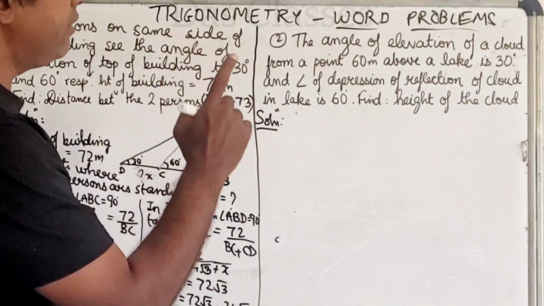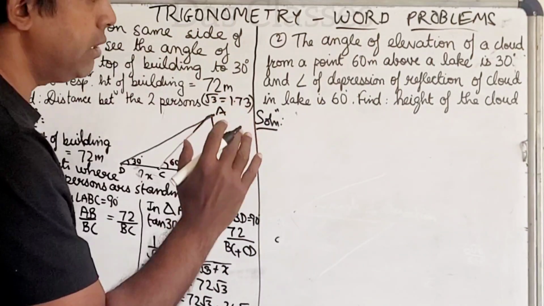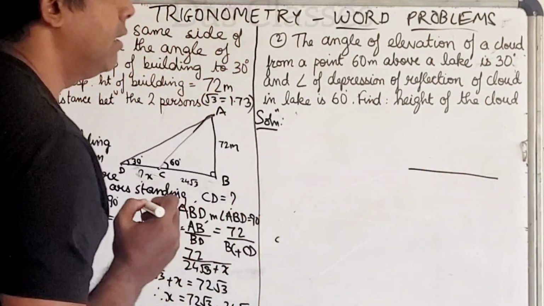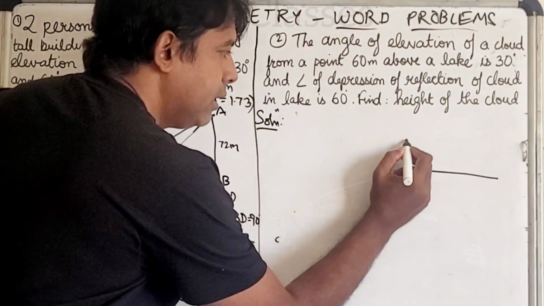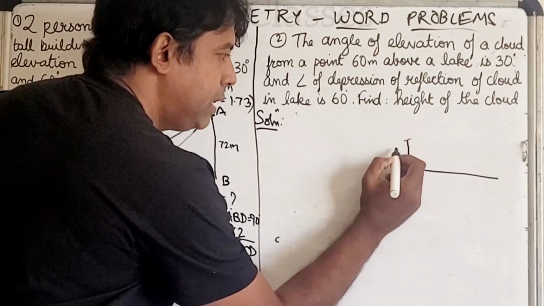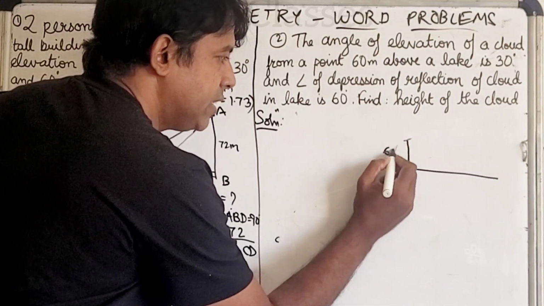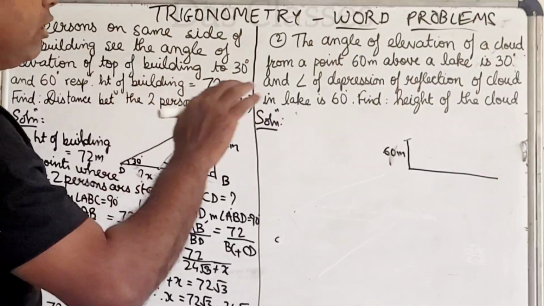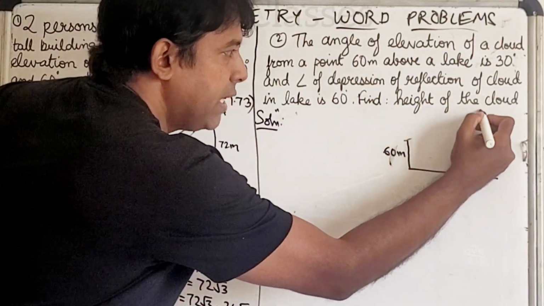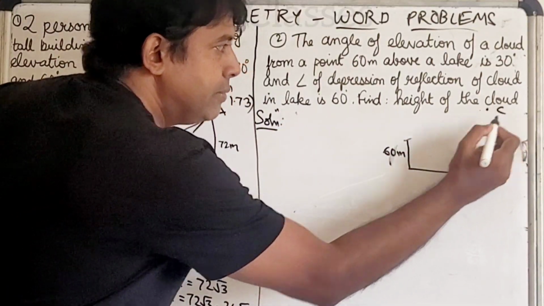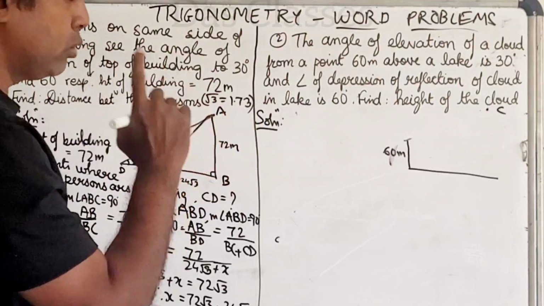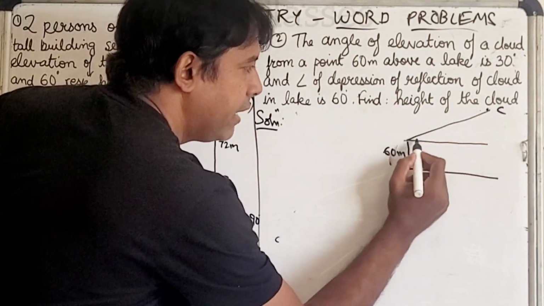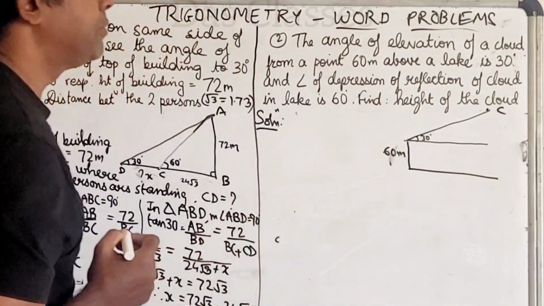The angle of elevation of cloud from a point 60 meter above a lake. So let's consider the lake is somewhere here. The lake is here. Now 60 meter above it. So suppose this is 60 meter above it. The angle of elevation of a cloud, there is some cloud, say we give it the letter C. An angle of elevation. So first I need to draw a horizontal. So this is the horizontal, and angle of elevation is 30 degrees.